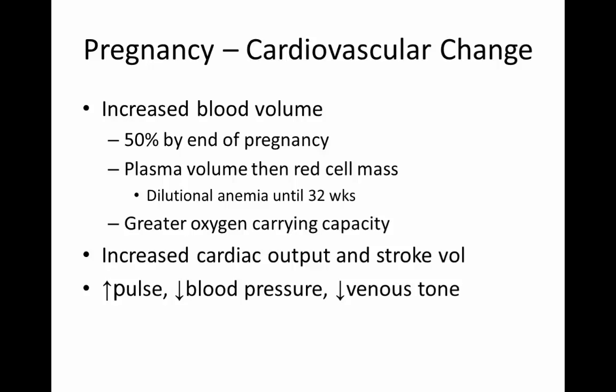When a woman gets pregnant, there is an increase in blood volume, with a nearly 50% increase by the end of pregnancy. Plasma volume also increases, as does the amount of red blood cells. Pregnant females can suffer from dilutional anemia until 32 weeks into pregnancy. With the increase in red blood cells, there is a greater oxygen carrying capacity, increased cardiac output, and increased stroke volume. Pregnant women have an increase in pulse rate, decreased blood pressure, and decreased venous tone.